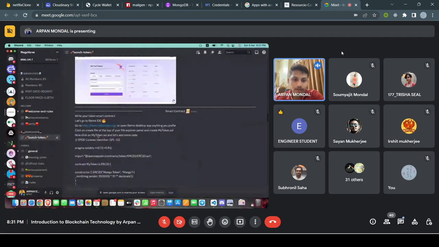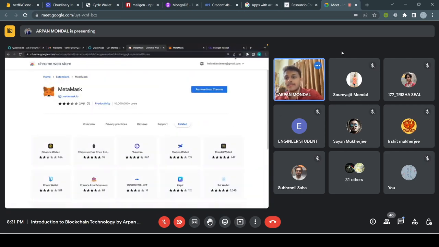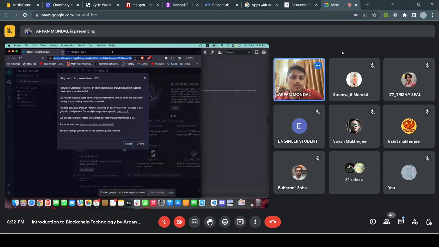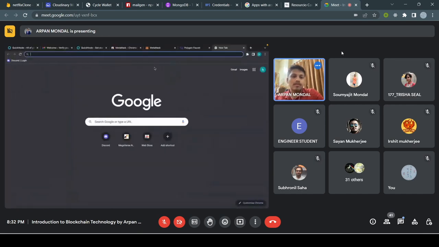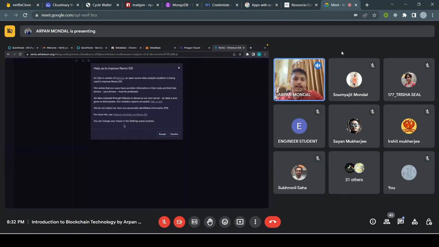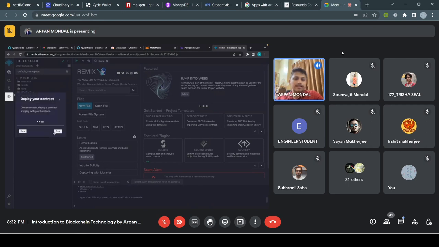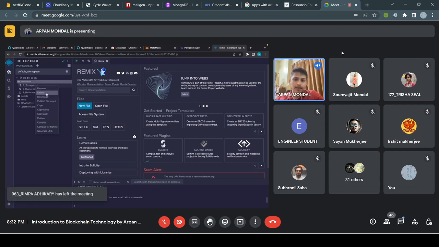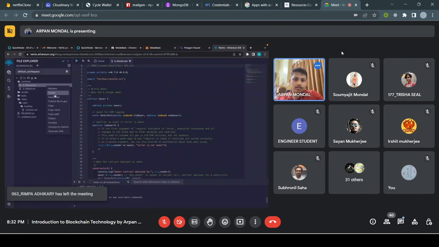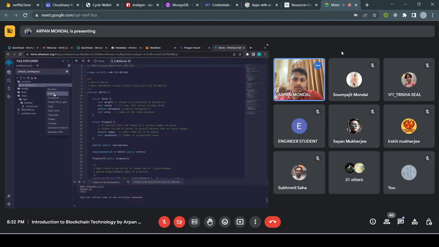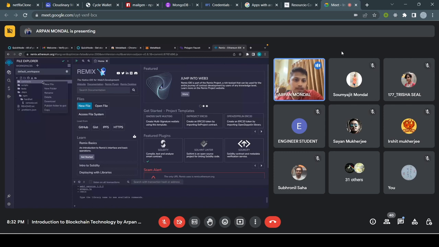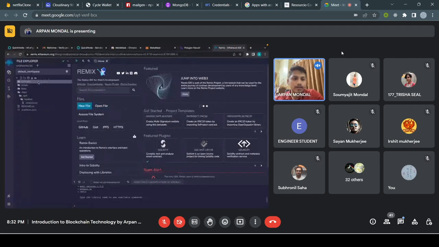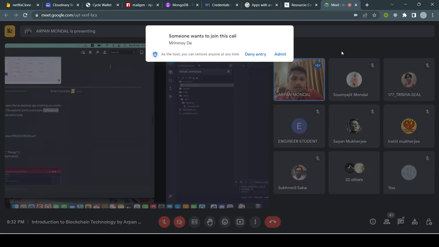Now let's go to Remix. We're going to write our first smart contract. This is the Remix IDE, guys. For whoever uses VS Code, Remix is similar to that. Here we write the smart contract. So we're going to delete this code, which is already written. Here in the contracts folder, we create a new file called mytoken.sol. Here you have created it. Now let's copy this code.